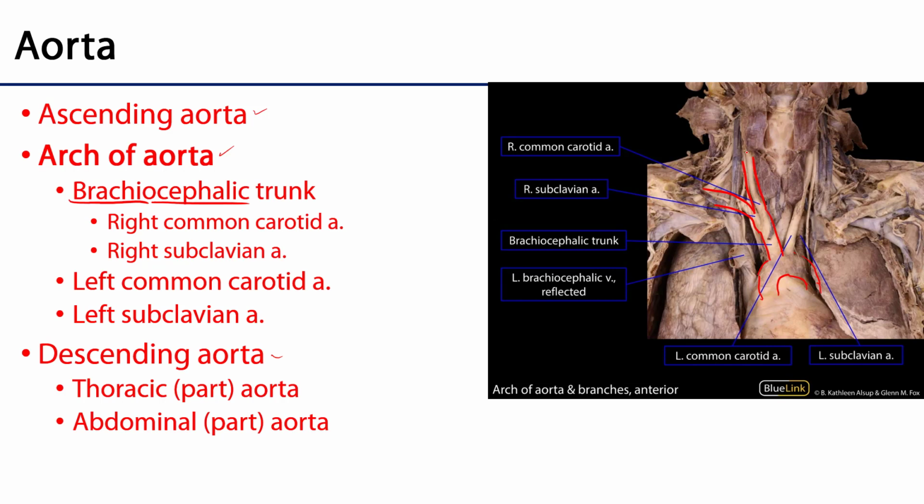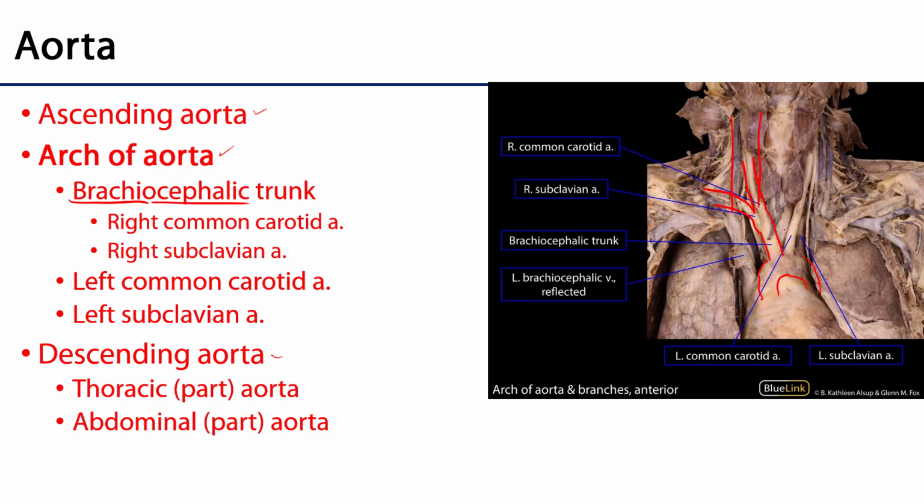The common carotid artery is going to ascend the neck within the carotid sheath. Recall that that contains the common carotid artery, the internal jugular vein, as well as the vagus nerve. And it's going to bifurcate into internal and external carotids, which we'll see.